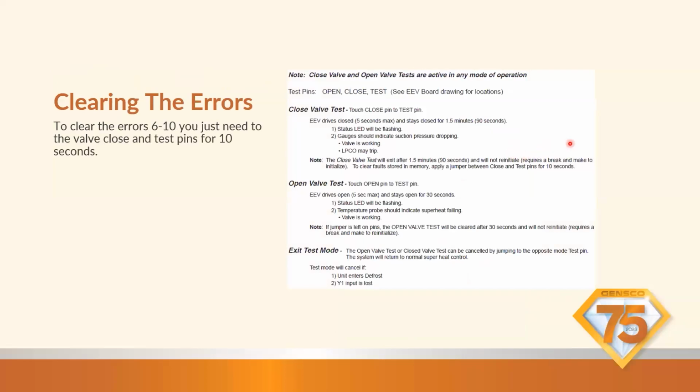And now we're going to look at how we clear these error codes. If we do have those error codes 6 through 10, really 6 through 9 because 10 doesn't happen, it's in the notes. It's kind of buried. It is difficult to know where it's at. So I'm just going to read it to you real quick, and it's really easy to do. We're going to do a closed valve test, where you short or jump between close and test. I'll go back real quick and show you where that's at.